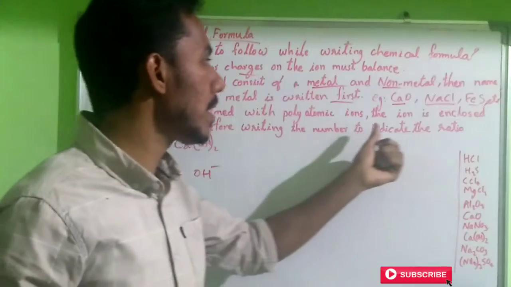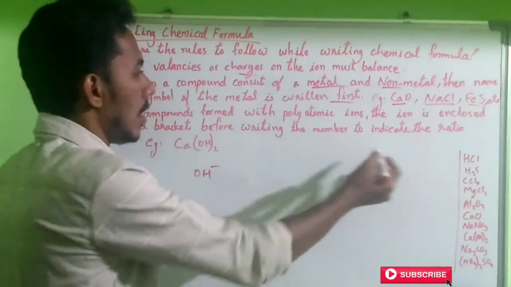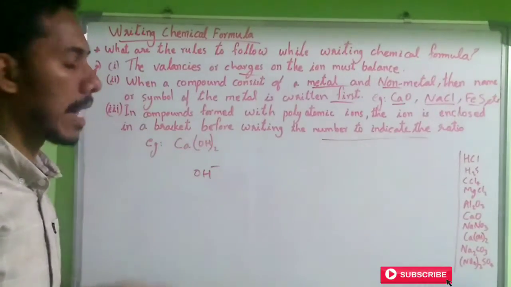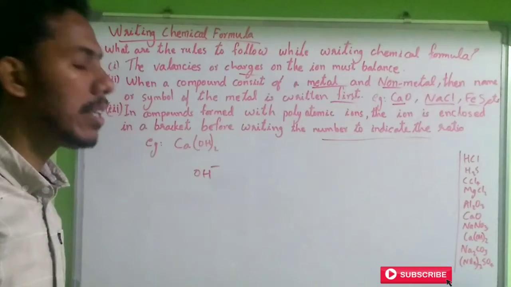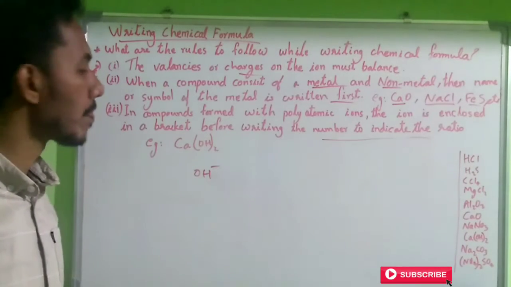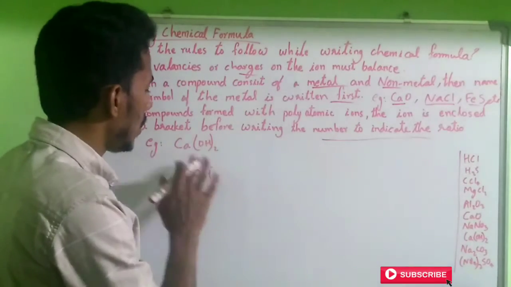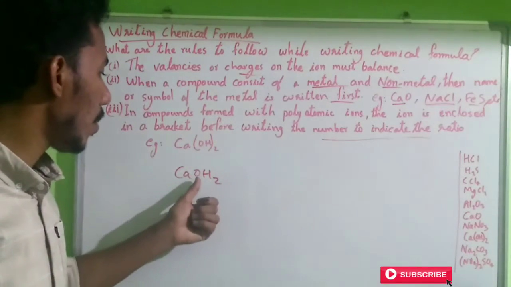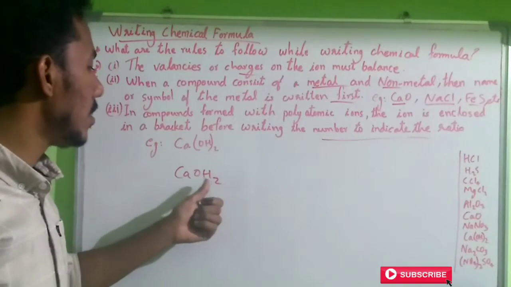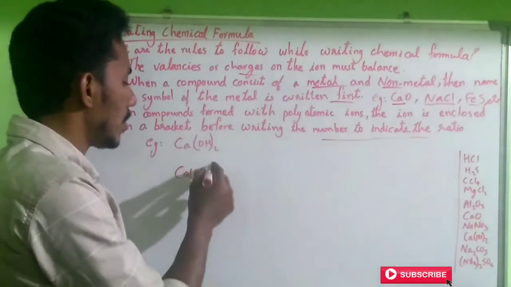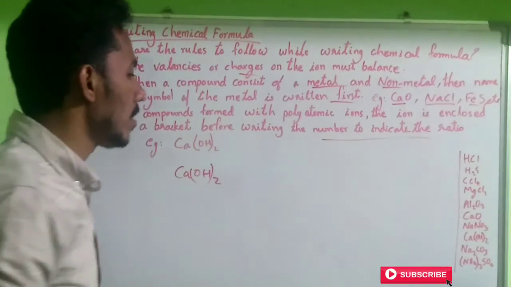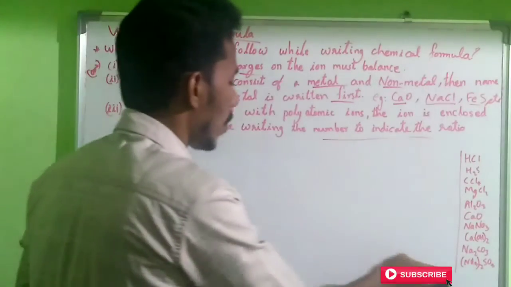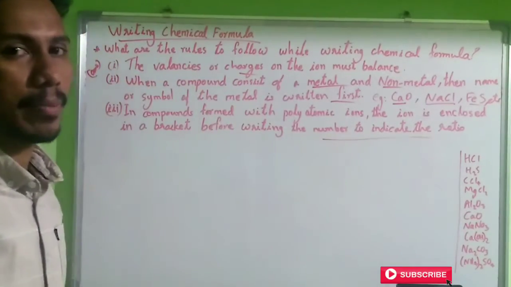So for a polyatomic ion, the number indicating the ratio should be written outside a bracket. So this OH twice is enclosed in a bracket. Otherwise CaOH2 is not a correct method. In Ca(OH)2, this 2 is common for oxygen and hydrogen. It is correct.